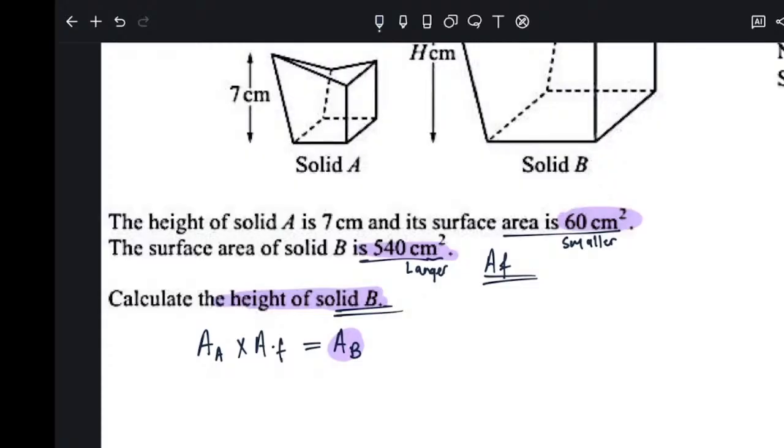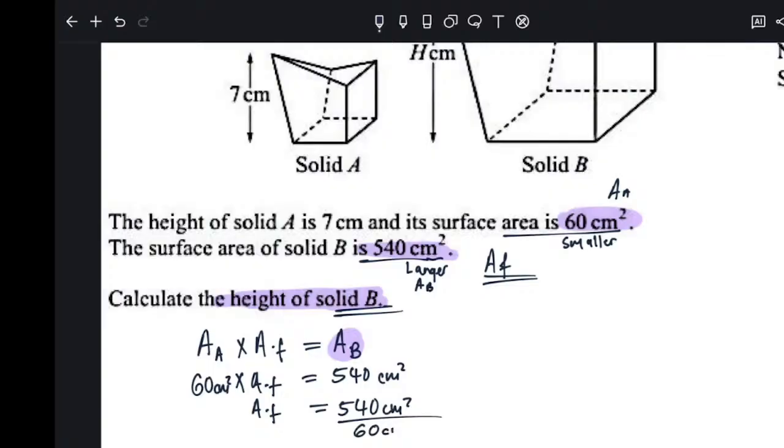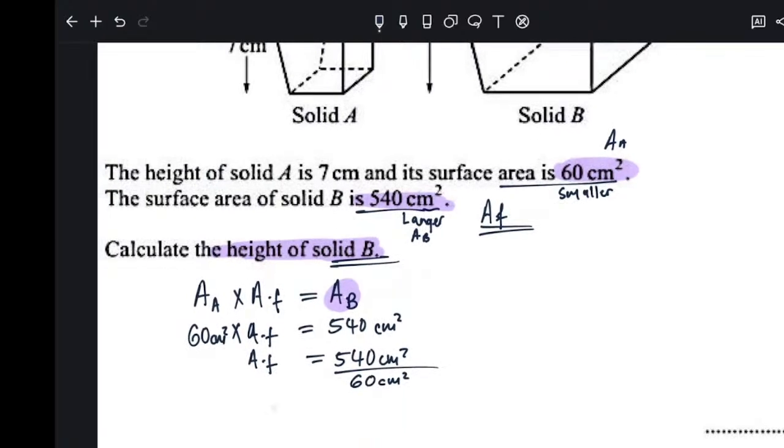So now what is the area of A? A is the smaller one here. The area of A, this is the area of B. Area of A is 60 times area factor, we don't know it yet, is equal to area of B, which is 540. If you want, you can say 60 centimeters squared will give 540 centimeters squared. Area factor will be 540 centimeters squared divided by 60 centimeters squared. What do you get? The zeros cancel. 6 into 6, 1 into 54, is that 9? Area factor is 9 with no units. Scale factors, area factors don't have units.